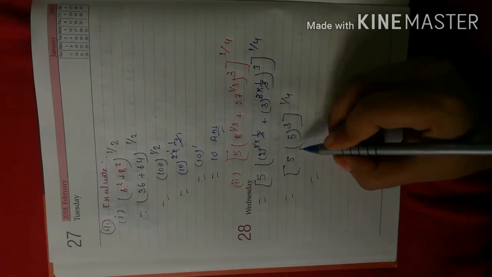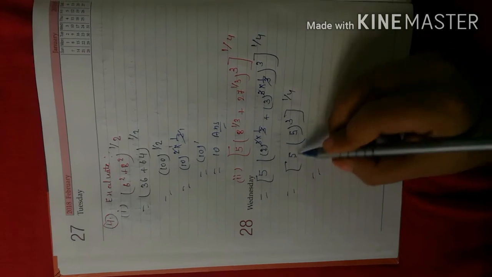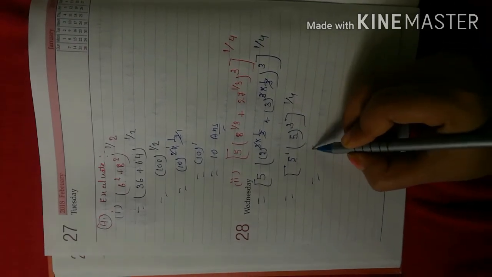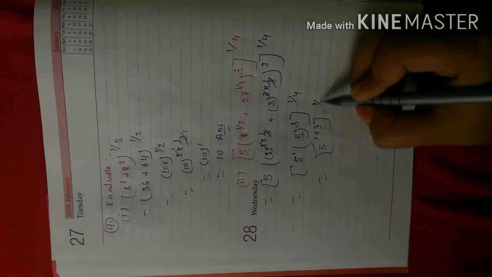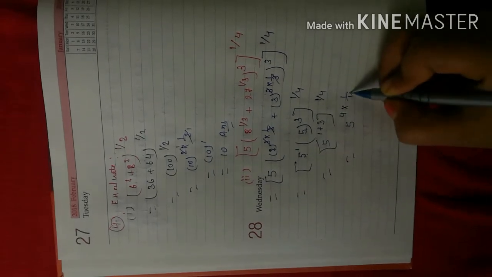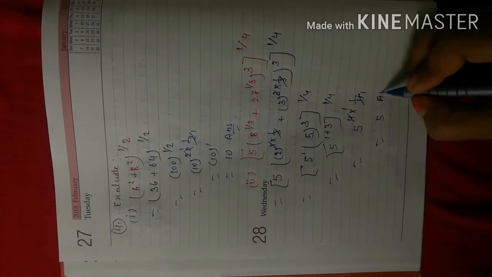All of you know the meaning of bracket is multiply. So here the bases are the same, so powers will be added. Here we can write 5 as 5 to the power 1, so powers will be added, 1 plus 3, whole to the power 1 by 4. Now 5 to the power 4 into 1 by 4. 4 will be cancelled. Now we will get the answer 5. Now we will do the next part.